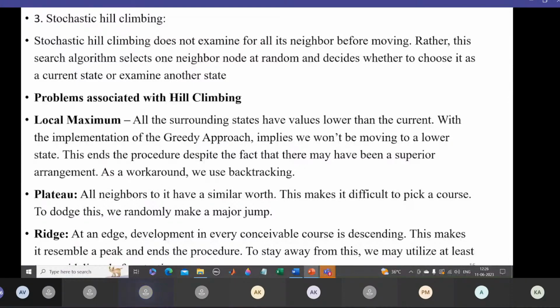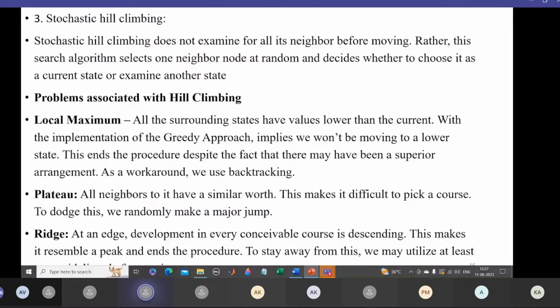So what are the problems associated with hill climbing? It is local maximum, plateau, ridge. All these are the problems which are associated with hill climbing. What is the local maximum? Surrounding states have values lower than the current state.